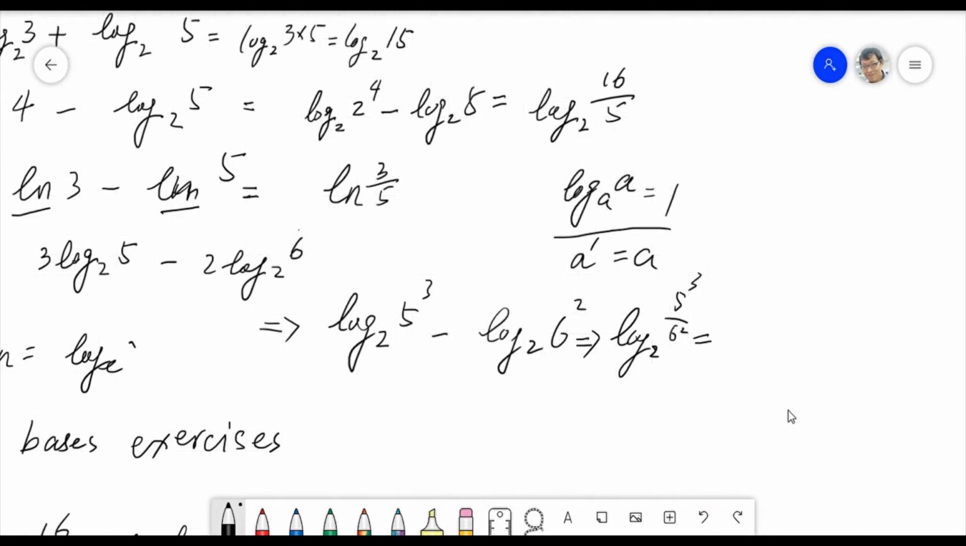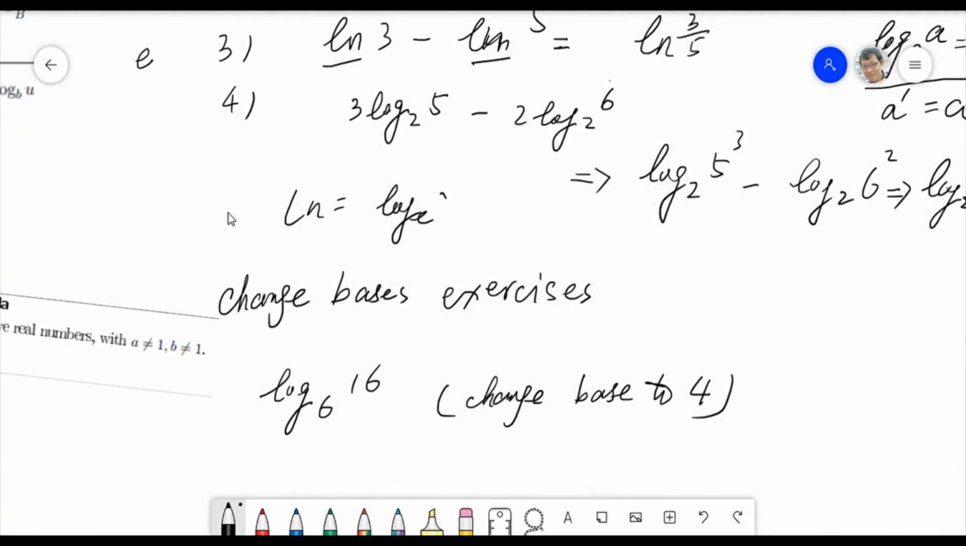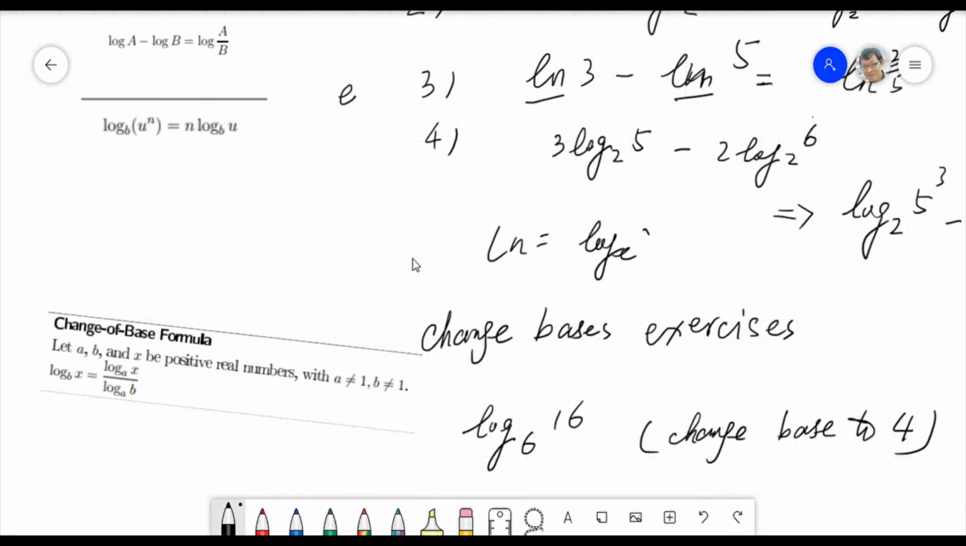So this one equals log base 2 of 125 over 36, since 5 to the third power is 125 and 6 to the square is 36. So this is the final answer. Okay. So now let's go to another theorem formula we call the change of base. Because what we just introduced are logarithms that have the same base. But now how about if we want to change the base?